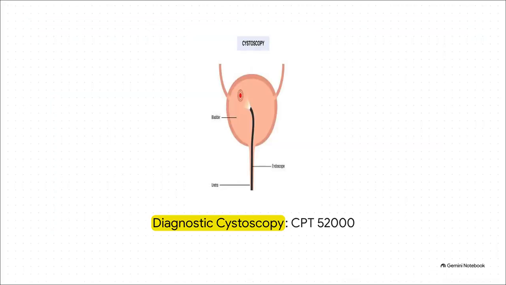Which brings us to CPT code 5200. This is your base code for a purely diagnostic cystoscopy. You only ever report 5200 when the scope is used exclusively to inspect the urethra and bladder for abnormalities, with zero therapeutic intervention performed. None. If the surgeon goes in, takes a look around, and then decides, hey, I need to biopsy this or grab that stone, that initial diagnostic look is automatically bundled into the therapeutic work. Do not bill 5200 separately in that case.